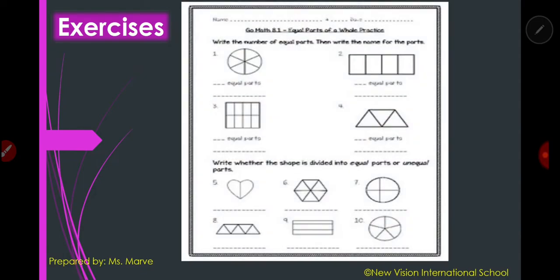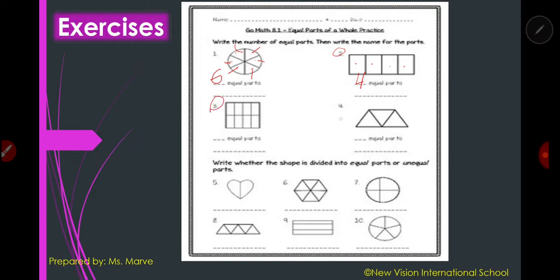For our next example, you just need to count the number of sizes and write the numbers down. For example, how many parts? 1, 2, 3. You can count with me. 1, 2, 3, 4, 5, 6. Okay, here we have 6 equal parts. How about in number 2? You can count 1, 2, 3, 4. Write it down here, 4.